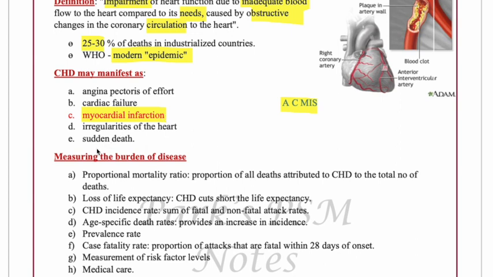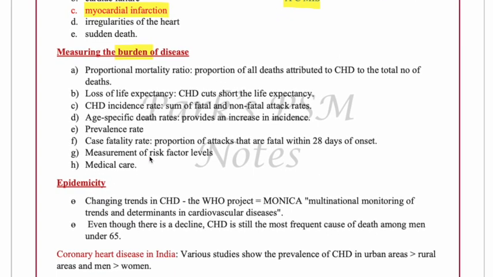So, next is about measuring the burden of the disease CHD. For that, we can use proportional mortality ratio first. It is the simplest measure, that is, the proportion of all deaths due to CHD to the total number of deaths. The second is loss of life expectancy. Since CHD cuts short the life expectancy of an individual, it can also be used as a measure of the burden of CHD. Third one is CHD incidence rate.